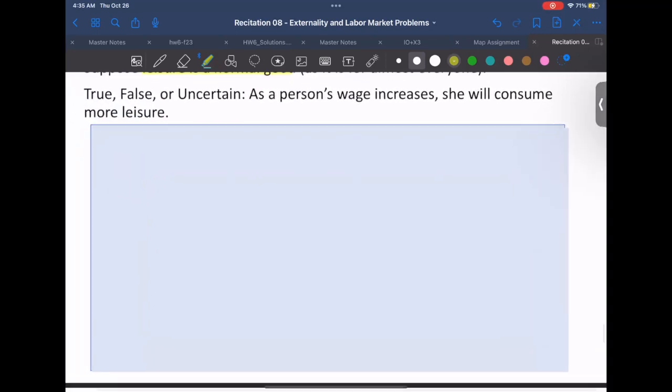So let's think about this from the perspective of the person whose wage is increasing. So if I get richer, let's say my wage goes up.